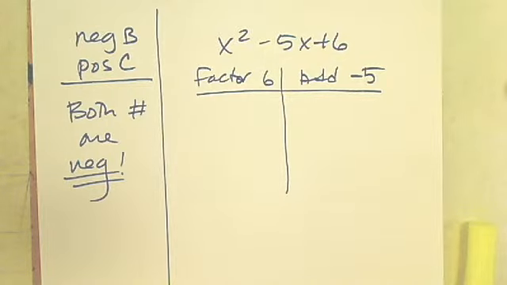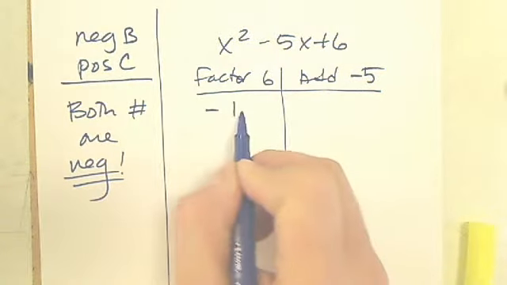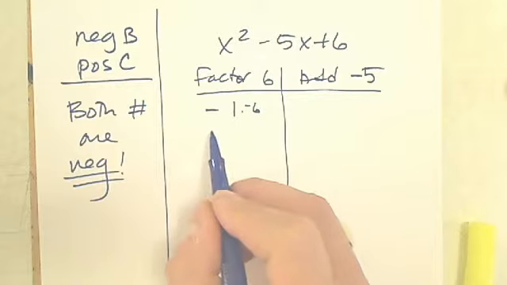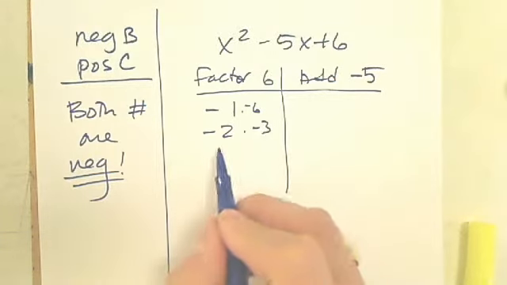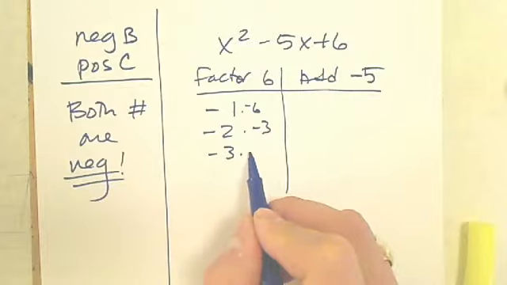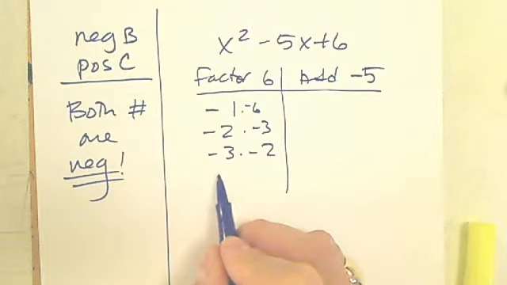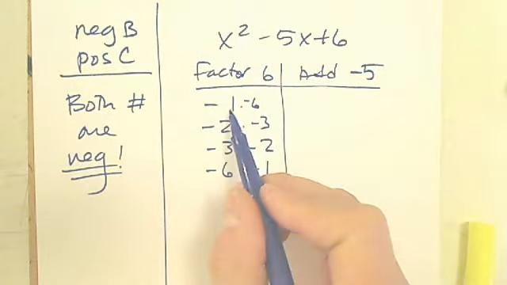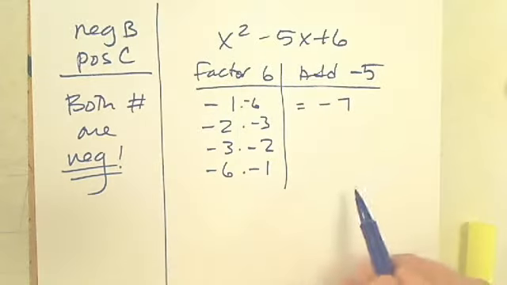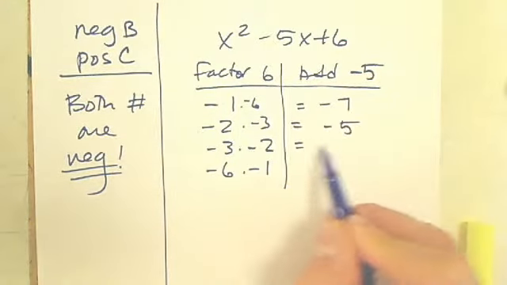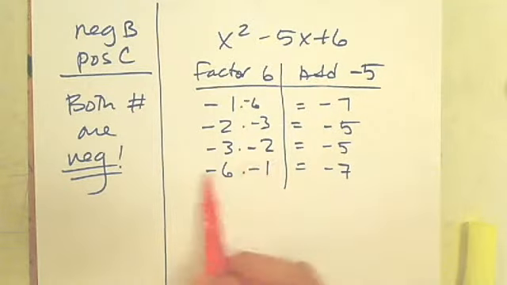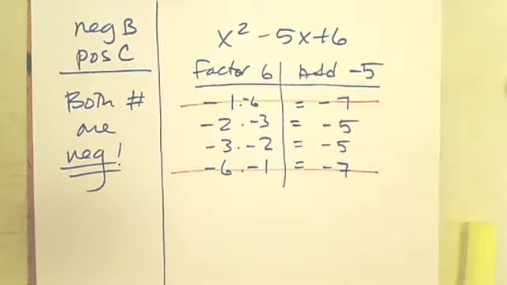Okay, tell me the negative factors of 6. Negative 1, negative 6. Negative 2, negative 3. Keep going. Negative 3, negative 2, and negative 6, negative 1. You need to list out all of them. Negative 1, negative 6 adds to negative 7. Okay, keep going. Last one. Okay, so obviously here we cannot use the first one and the last one.